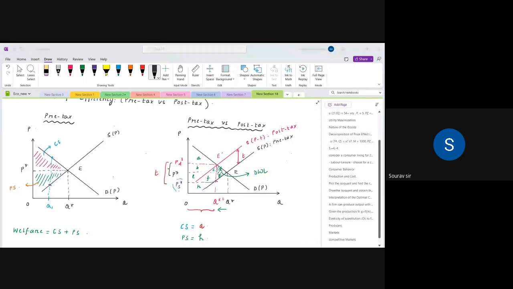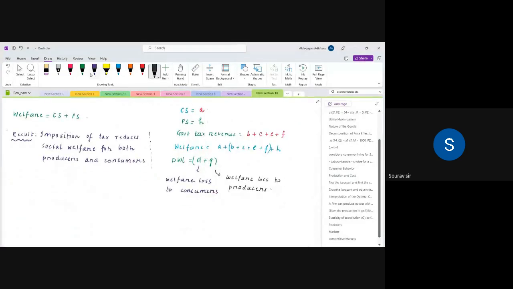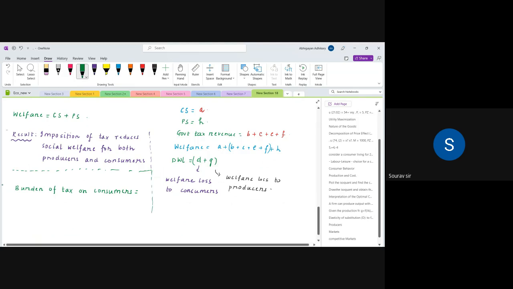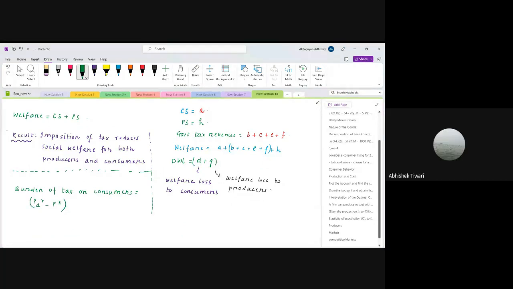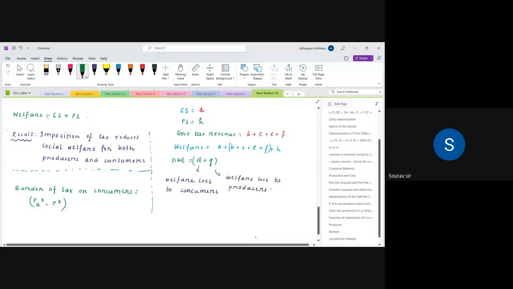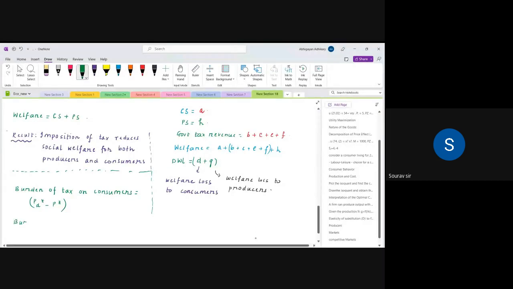So typically, if I ask you what is the burden of tax on consumers? It is simply the price differential, right? Yes, correct. And in the exact similar way, can anyone tell me what would be the burden of tax on producers?